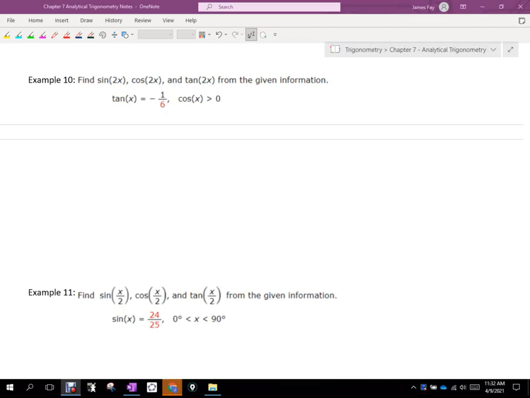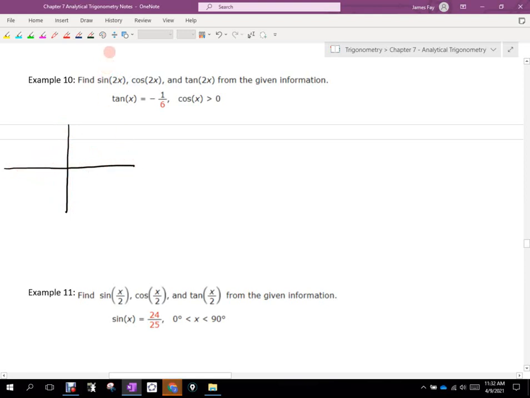These are similar to the other questions that we've been doing, where they tell you one trigonometric function value and ask you to find the other 6. Now, here, instead of finding the other 6, they ask you to find sine of 2x and cosine 2x. But in order to find those, you have to find sine of x and cosine of x. So it's a very similar process to what we've seen in the past with questions like this.